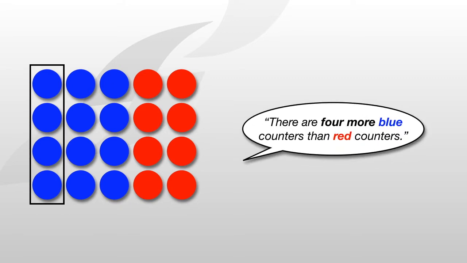You might have thought about the quantities in absolute terms. There are 4 more blue counters than red counters. This is called additive thinking. This thinking is valid, but not part of proportional reasoning.